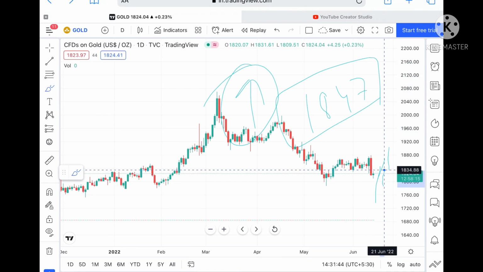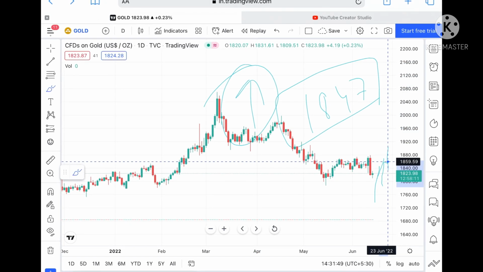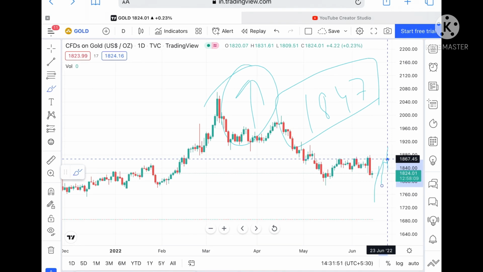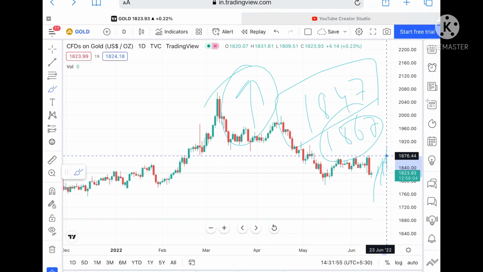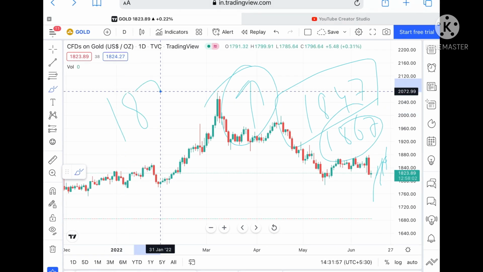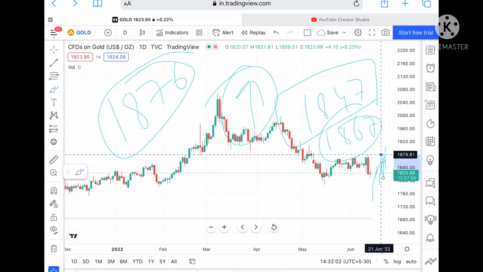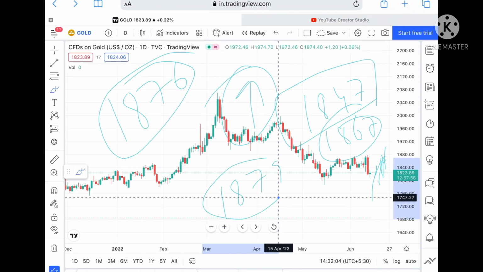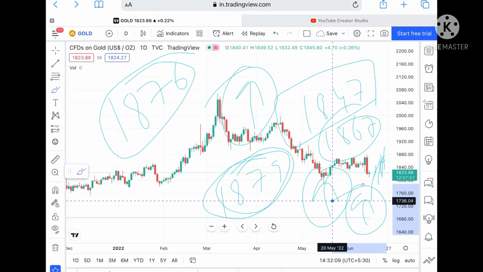So if it breaks upside, then we can see a further upside movement towards a level of 1856, and from there it can touch a level of 1867 also, and if that level also sustains, then it can touch a level of 1876 and further high. Then it can touch a level of 1879, and once it breaks this level, there will be a probability of touching further upside.